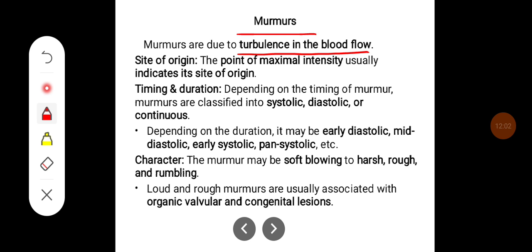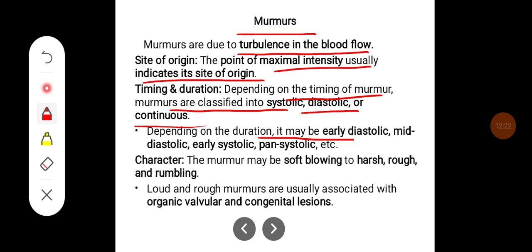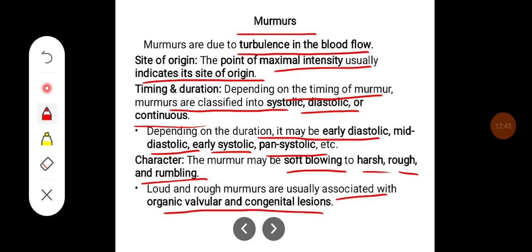Murmurs are due to turbulence in the blood flow. The site of origin of these murmurs is the point of maximum intensity and usually indicates its site of origin. Depending on the timing, murmurs can be classified into systolic, diastolic, or continuous murmurs. Depending on duration, it may be early diastolic, mid diastolic, early systolic, or pansystolic. The murmur may be soft and blowing, or it can be harsh, rough, and rumbling. The loud and rough murmurs are usually associated with organic valvular and congenital lesions.